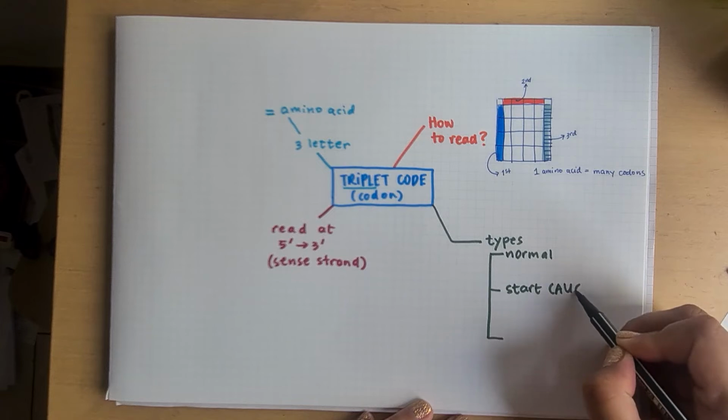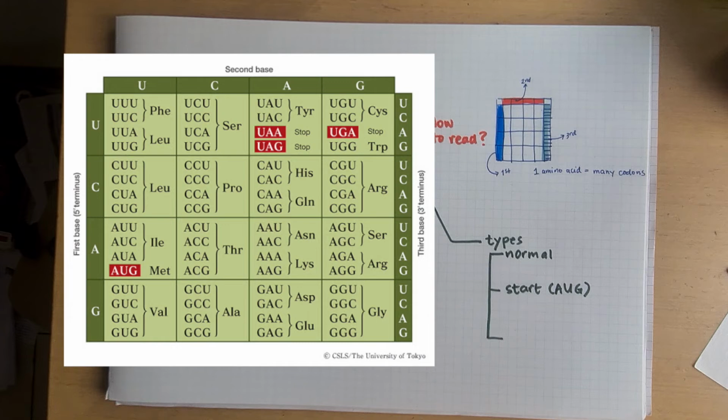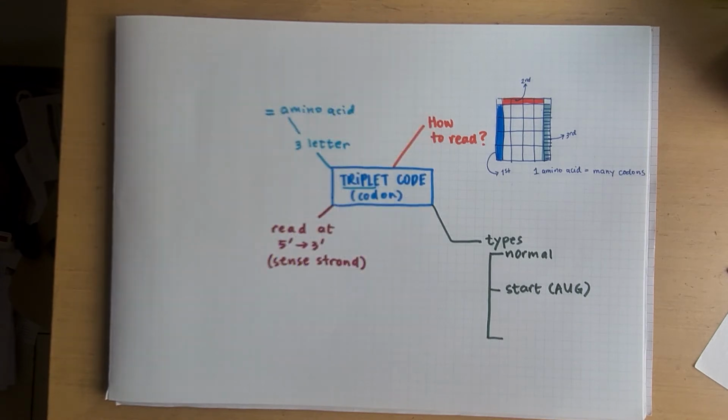Then we have our start codon, which is symbolized by AUG. This one is also known as methionine. This is the codon that will start the protein synthesis in the ribosome. But do note that if the codon AUG is found in the middle of the whole length of code to be translated by the ribosome, this will not register as start, but rather it will be read as methionine.